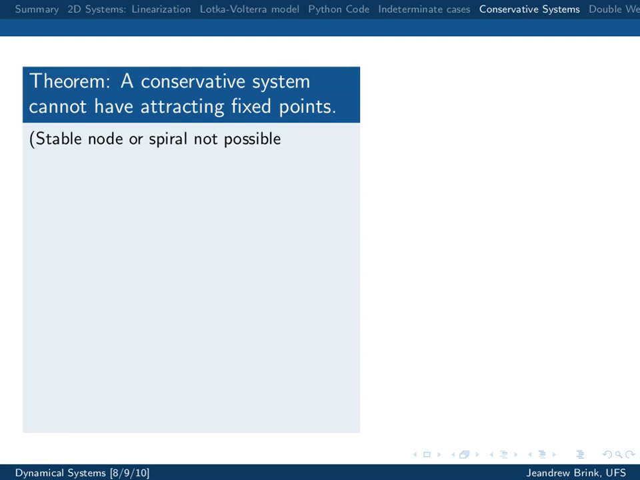So there are systems that have a conserved quantity, but they do not include all second order systems. Right? It's a subset of possible systems. But it's a very, very useful subset, as you'll see subsequently. Okay, so a stable node or a spiral are not possible for a conservative system in 2 dimensions. And so let's just prove the theorem.